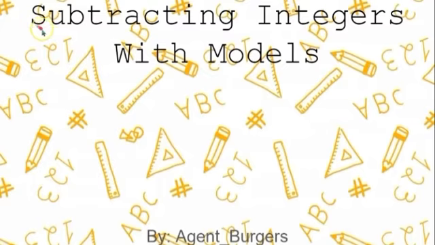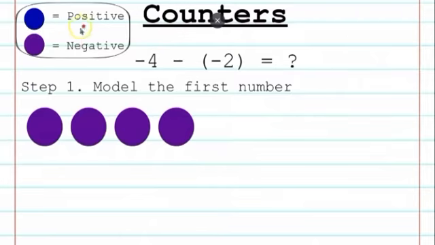So today has a math video. We're doing subtracting integers with models. Okay, here's the key if you don't remember. We're doing counters first, like always. So we have -4 minus -2.